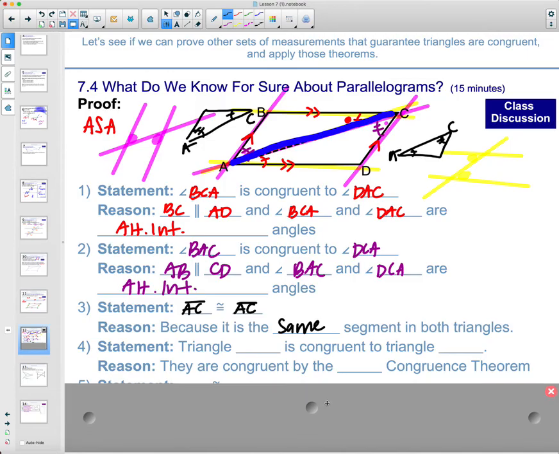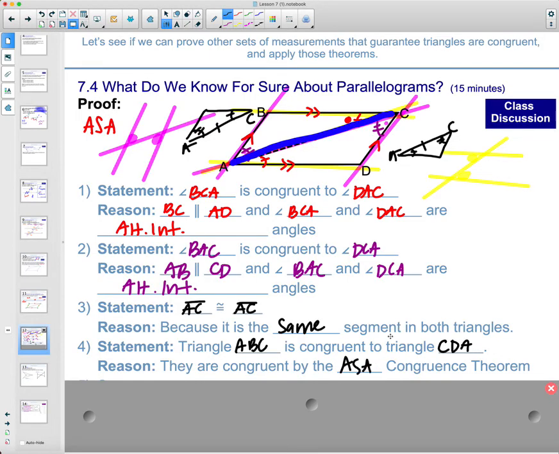So now that is enough, okay, because now we've got this side. So now we see two angles and the side in between. So that's enough to say that triangle ABC, match up the correct vertices, is congruent to CDA. And the reason for that is by the angle side angle congruence theorem.